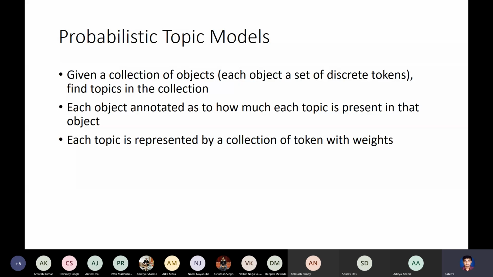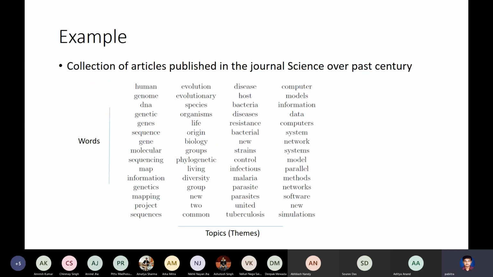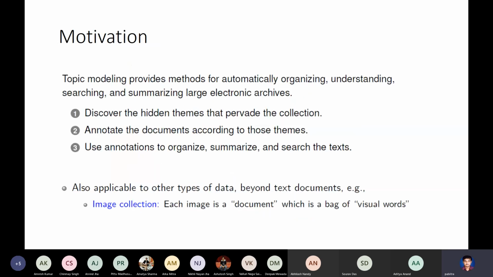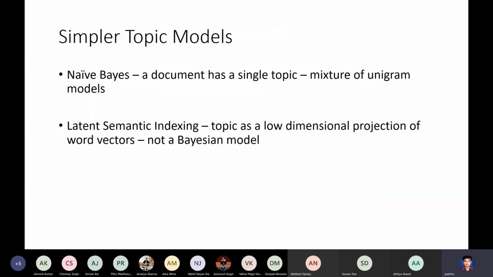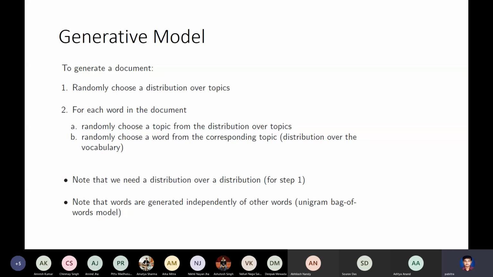Now the question is, how do we assign these topics to the document, and how do we find which words form a particular topic? There are many applications which we saw, and in order to do so, we talked about this particular generative model. The model is as follows. The only thing we observe is a collection of words that form a document. We particularly ignore word order. We just take it as a bag of words.